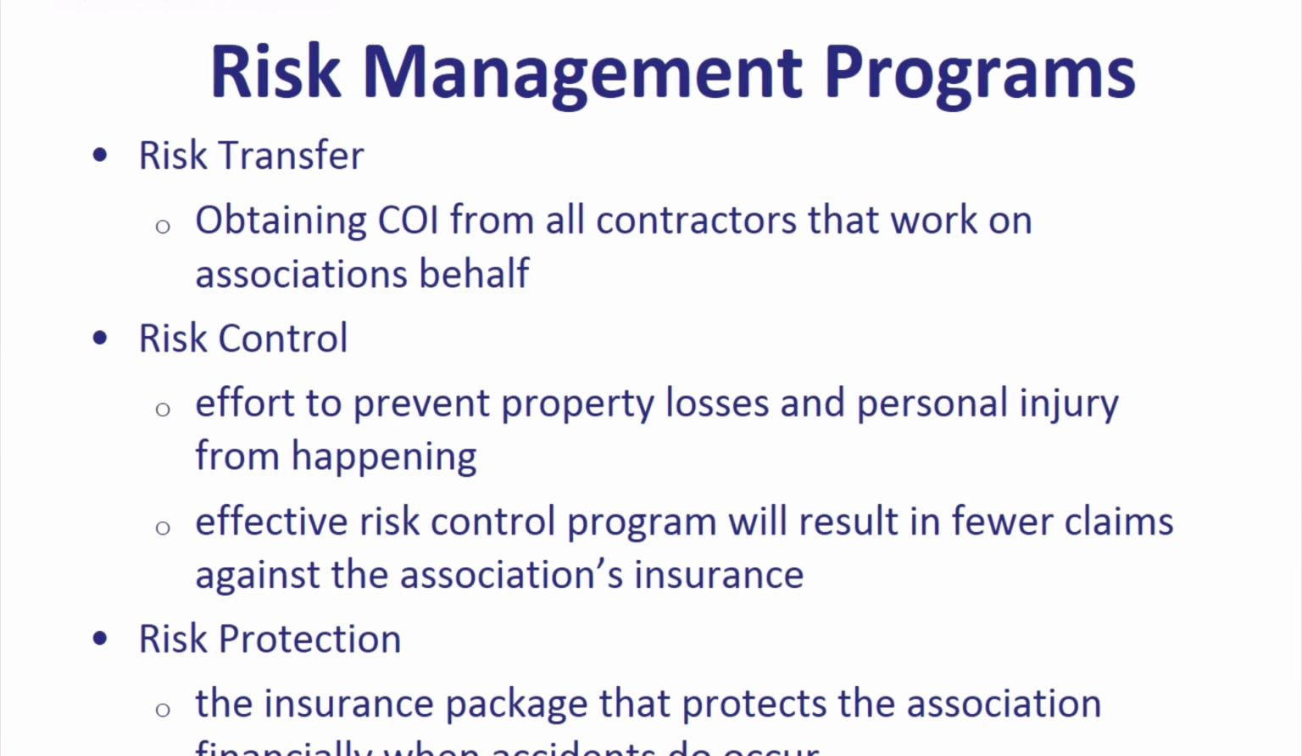First, there's risk transfer. Do you obtain certificates of insurance from all contractors that work on the association's behalf? And do you make sure that those COIs list the association as additionally insured on there? And that, I can go into deeper and deeper depths with attorneys on that, as far as hold harmless and waiver of subrogation as well on those certificates of insurance.